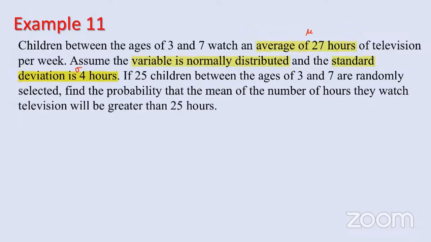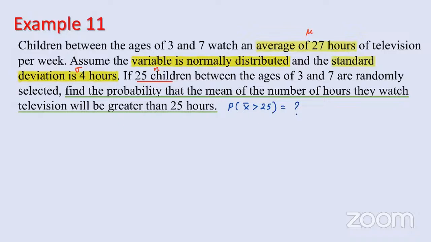And here the question is, if 25 children between the ages of 3 and 7 are randomly selected, so you can see we have the sample size there, n equal to 25 children in that age group randomly selected. We have to find the probability that the mean number of hours they watch television is greater than 25. So here we are looking for the probability that the mean or average is greater than 25 hours.